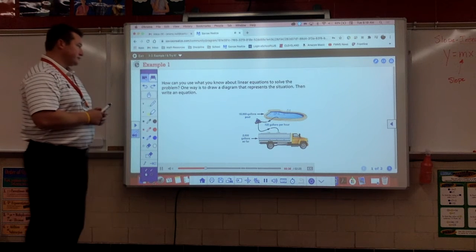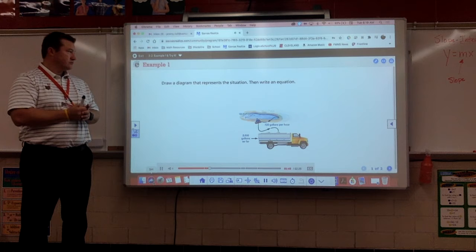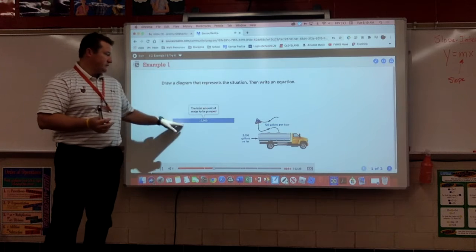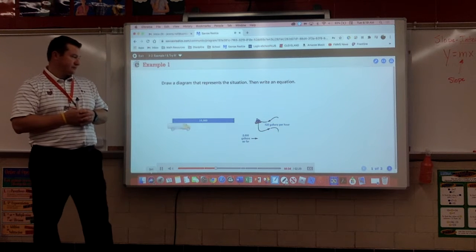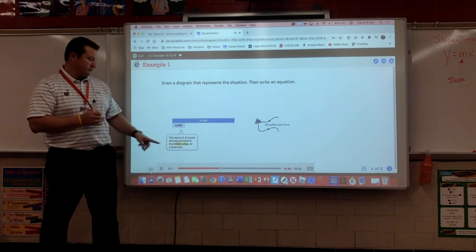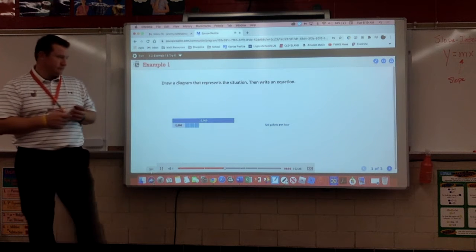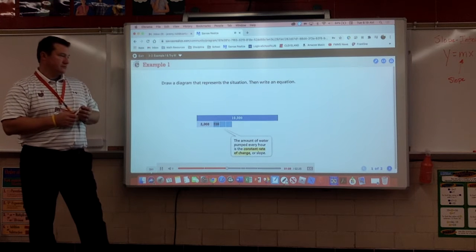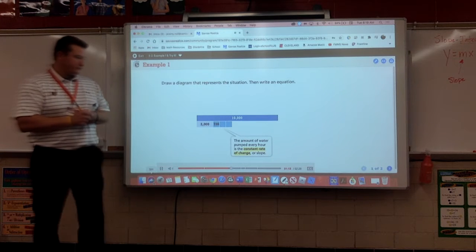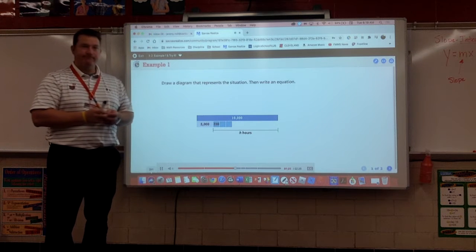One way is to draw a diagram that represents the situation. Then write an equation. The top bar, as we've seen, represents the total amount of water to be pumped from the pool. Yep, 10,000 gallons. The first bottom bar represents the amount of water already pumped. The initial value, or y-intercept, 2,000 gallons. Each additional box represents the amount of water pumped per hour. The constant rate of change, or slope, 720 gallons per hour. We need to determine h, the number of hours needed to pump the remaining water.